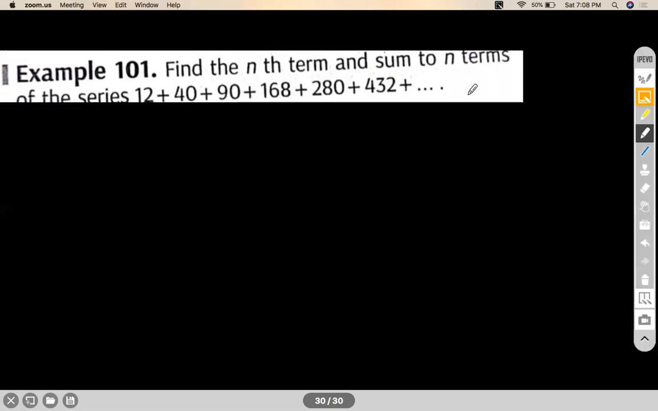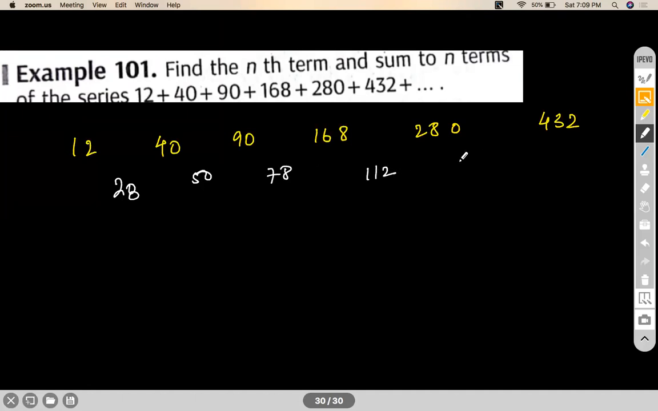Guys, in the interest of time, because I have to do your Vn method of summation also, which is not that simple, I'll also work along with you. Let's figure out the difference. So 28, 50, 78, 112, 152.